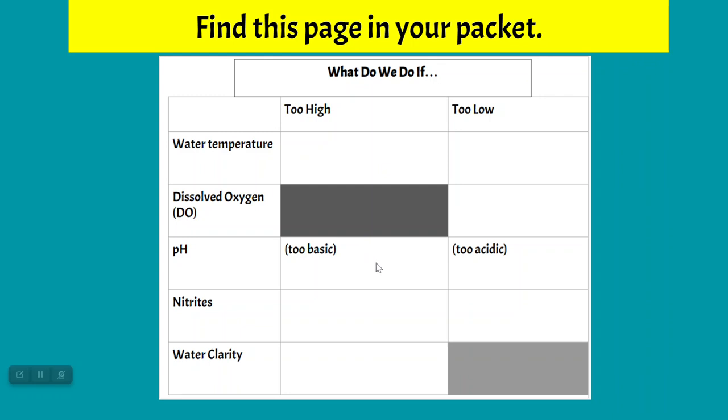Remember, if it's basic, the numbers are higher than 7. If it's acidic, the numbers are lower than 7. And then for nitrites, we do worry about nitrites getting too high. We don't really worry about nitrites getting too low. Finally, water clarity. The clearer the water, the better photosynthesis we have and the better dissolved oxygen levels. So what do we do if our water is too murky?